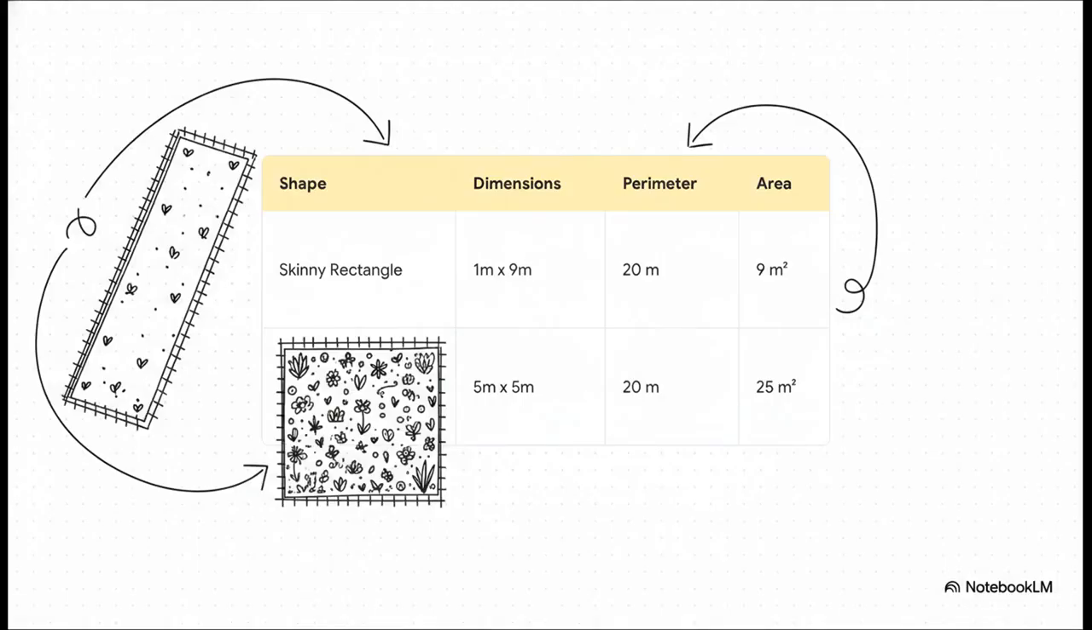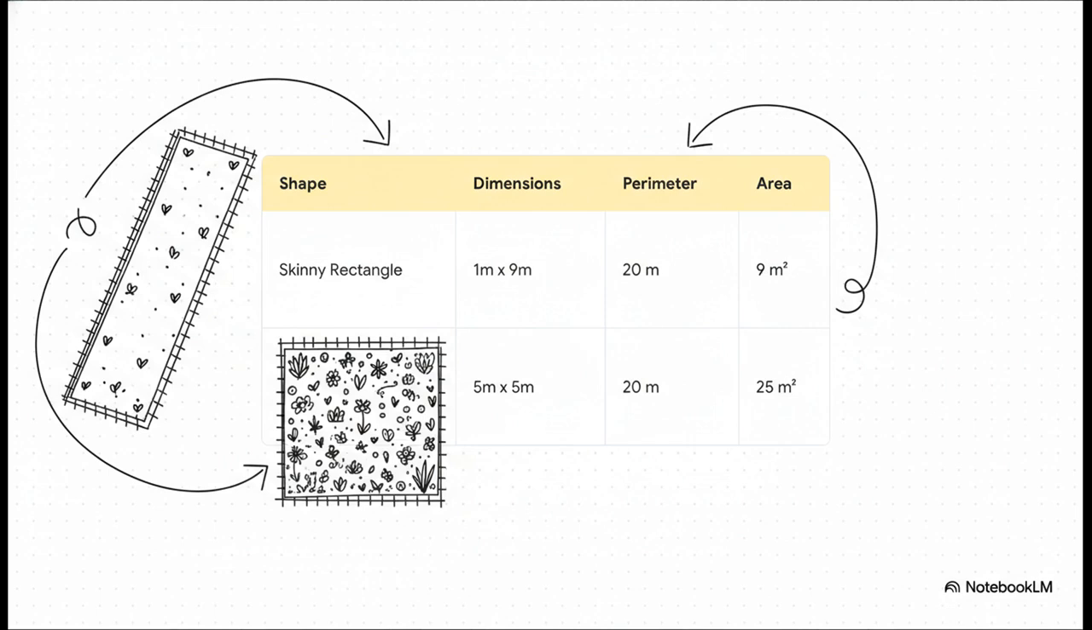Okay, now look at this table. This is where it gets really interesting. First, let's build a long, skinny garden, say 1 meter wide by 9 meters long. You add up the sides, perimeter is 20 meters. Perfect. But the area inside? A measly 9 square meters.